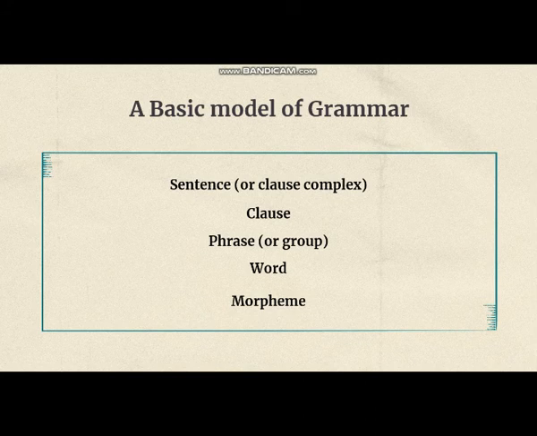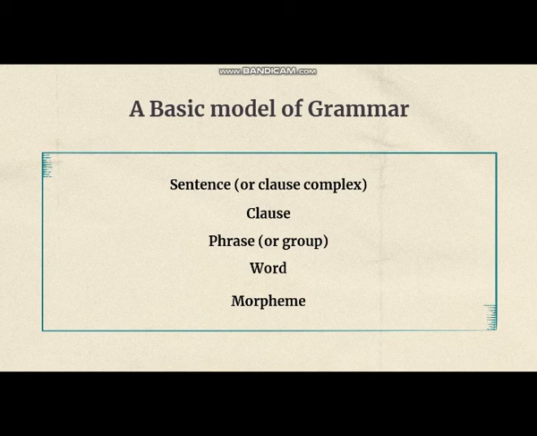Most theories of grammar accept that grammatical units are ordered hierarchically according to their size. This hierarchy is known as a rank scale, and the arrangement is from the largest to the smallest. So here we start from the sentence as the largest unit, down to the clause, down to the phrase, then down to the word, and the last one, down to the morpheme. The morpheme is the smallest unit of this scale because a morpheme doesn't have a structure of its own.